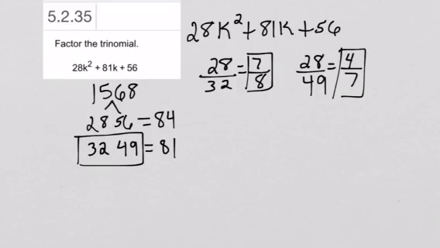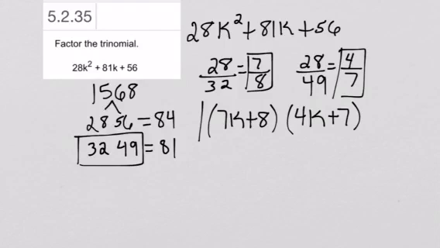Once you have your two reduced fractions, you're ready to write up your two factors. So this first one is 7k plus 8, and the second one is 4k plus 7. And again, if you're unsure, just multiply them together and make sure they get you back to where you started.